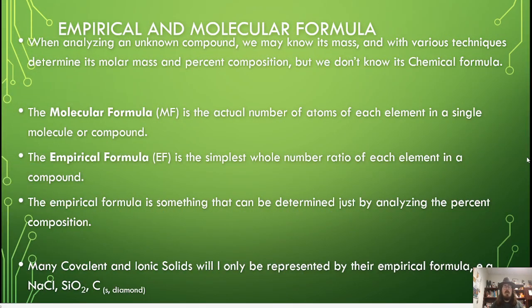So, the idea here is when we're analyzing unknown compounds, we can weigh it out and know the mass of what we're dealing with. We can find its molar mass. We might even be able to know its percent composition. But unless we have some foreknowledge, we rarely know its chemical formula. Unless we know what it is we're working with from the get-go, we won't know its chemical formula.